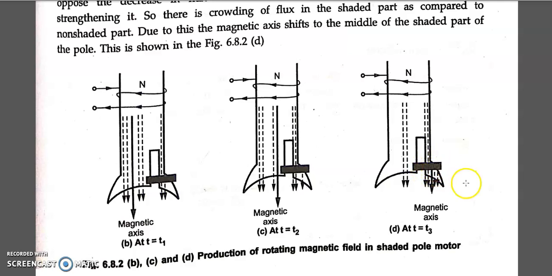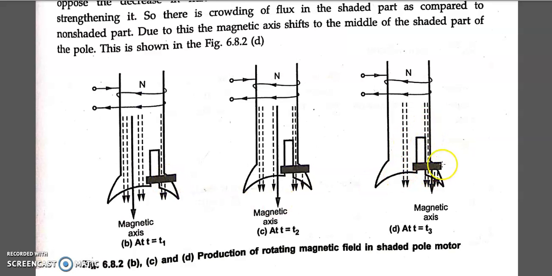Here it is opposing the decrease. Opposing the decrease in the sense of what? It is trying to increase the flux. Okay, don't think of it in the wrong manner. It is trying to increase the flux. How? By opposing the decrease. Before, it was trying to decrease the flux by opposing the main flux. Yes, please do understand this.